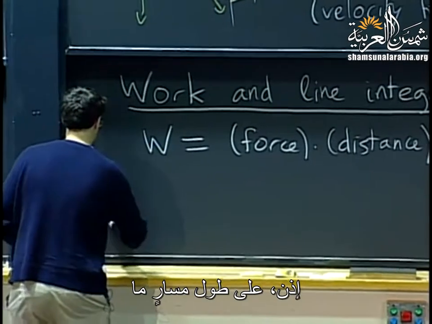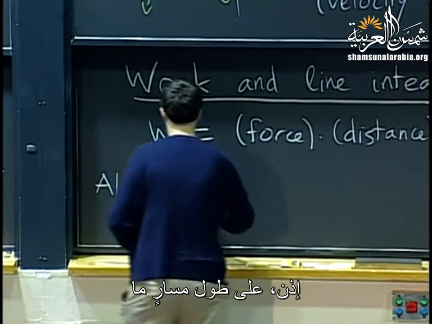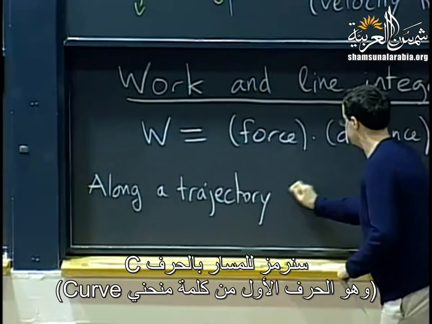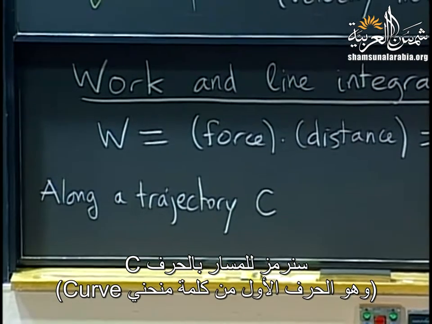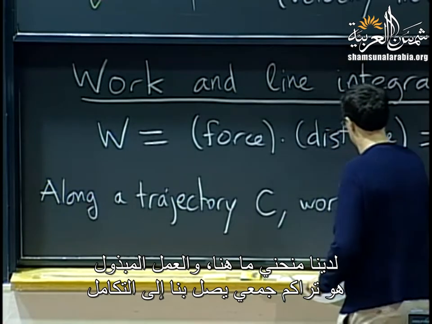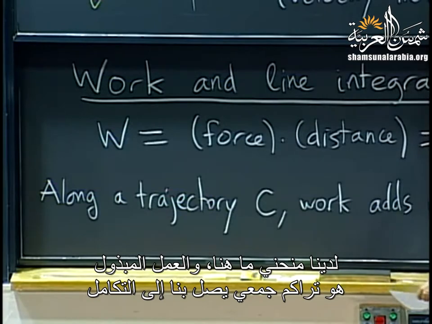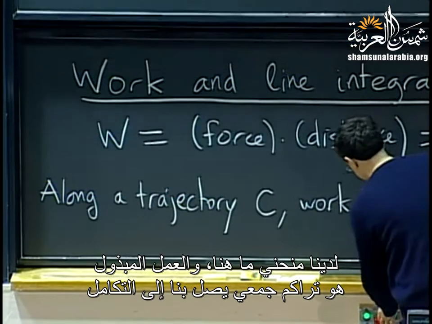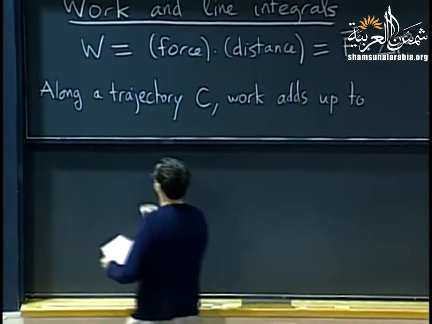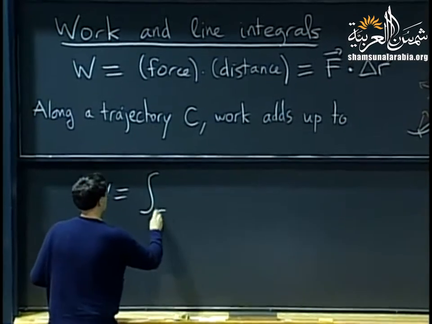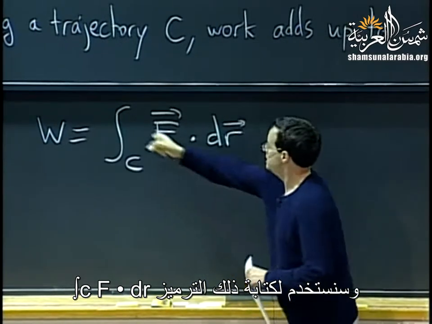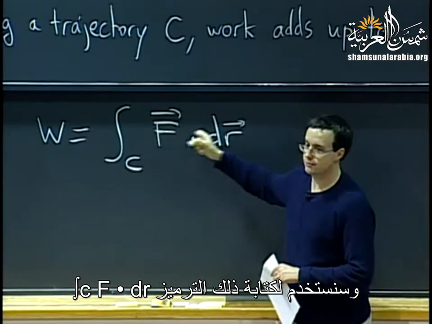Okay, so along some trajectory, let's call C the trajectory, for curve. It's some curve. And here the work adds up to an integral, which we write using the notation integral along C of F dot dr.